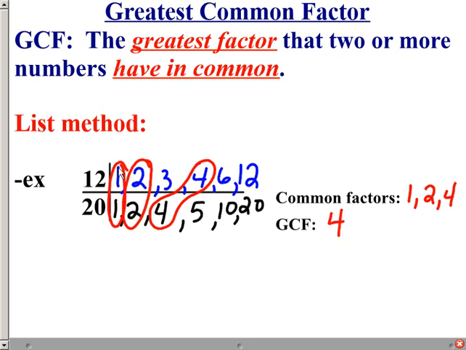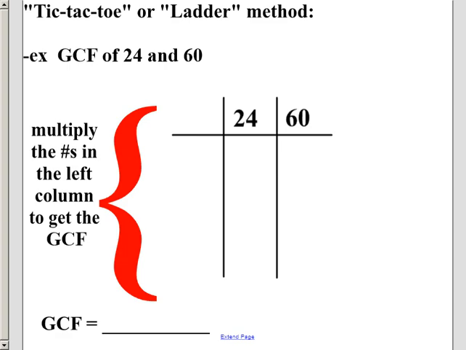Now, you've probably seen this listing method of finding greatest common factor before, and it's a great method. It's very reliable. It works. The issue sometimes becomes if we leave factors out accidentally, then it can be really hard to compare the list of factors. So we're going to look at a second method you could use as well, and it's really related to upside down division, which we've used to do prime factorization. You can call it the tic-tac-toe method or the ladder method. It kind of looks like either of those.